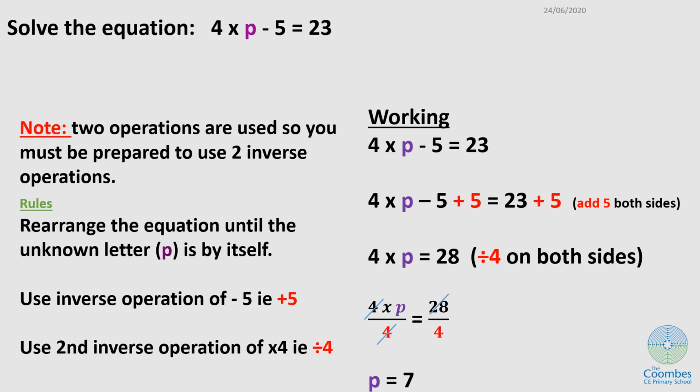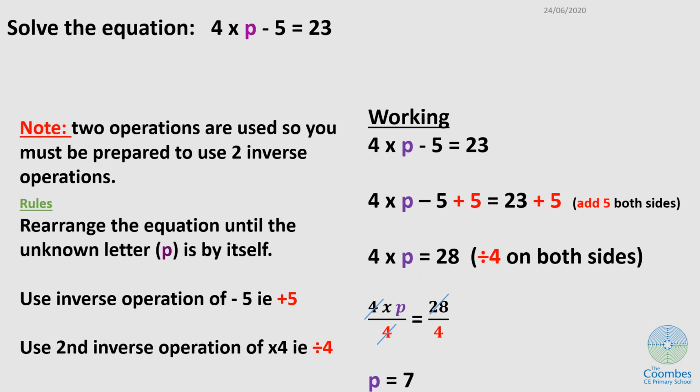Okay, now let's simplify. If I simplify this, 23 add 5 will give me 28. And if I simplify this left hand side, minus 5 plus 5 will be 0. So what is actually remaining is 4 times P, which is written here. So 4 times P is equal to 28.